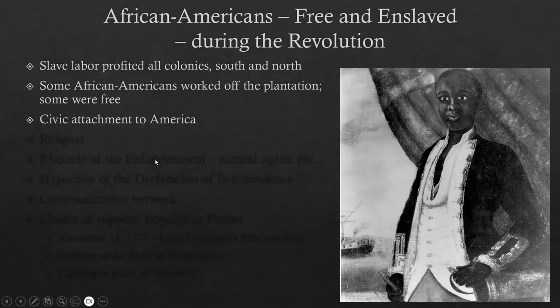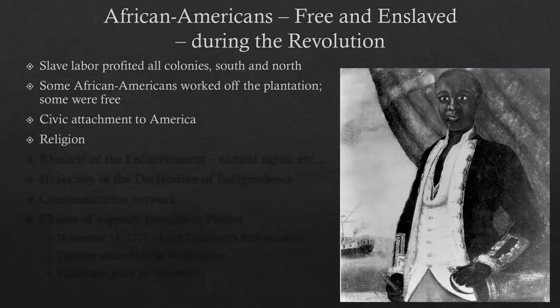By the 1750s, the time period we're talking about, African Americans' attachment was to America. They saw themselves as Americans. They were born in America. The importation of slaves from Africa was continuing, but most of them had lived in America for generations. So America is their home, just as much as it was the home of white settlers in the colonies.